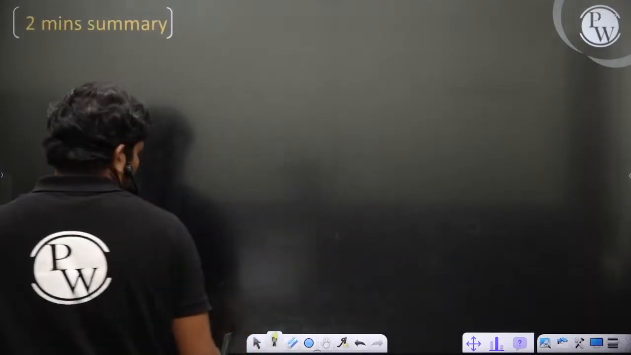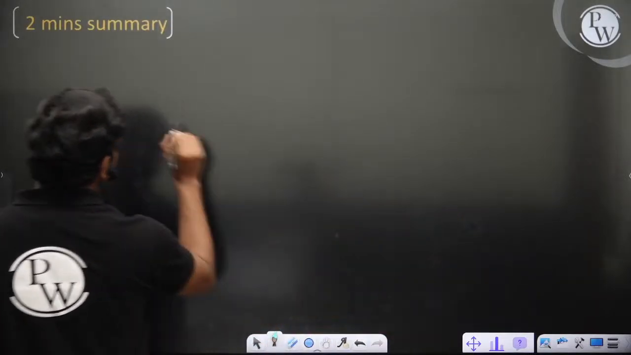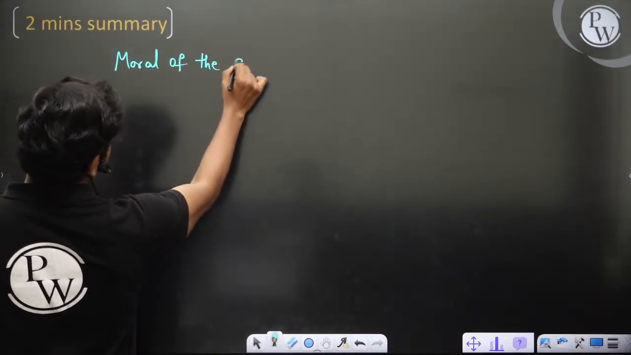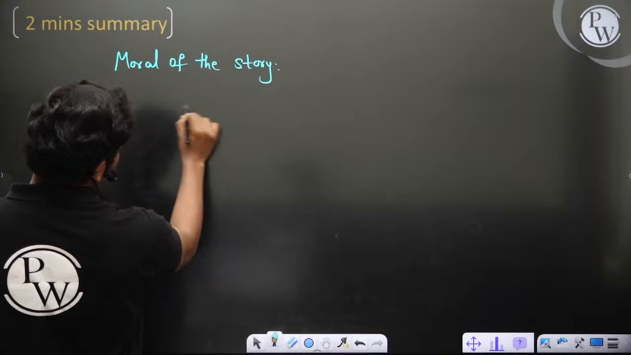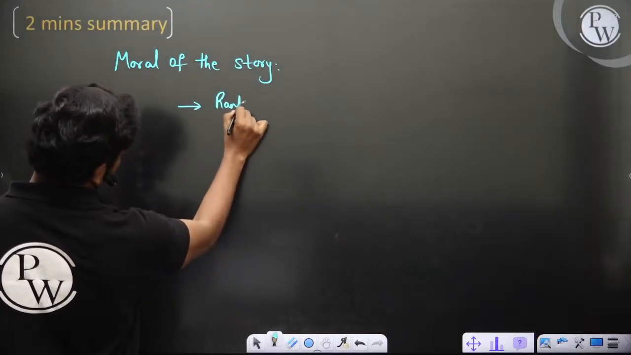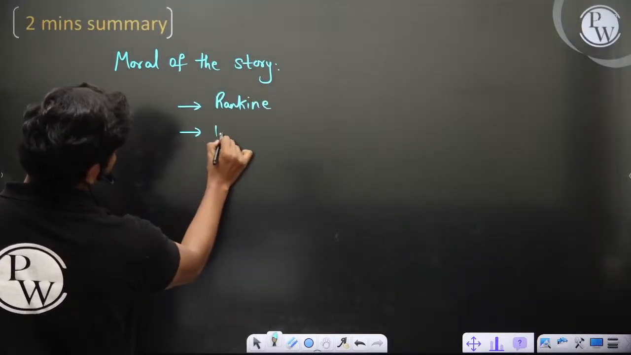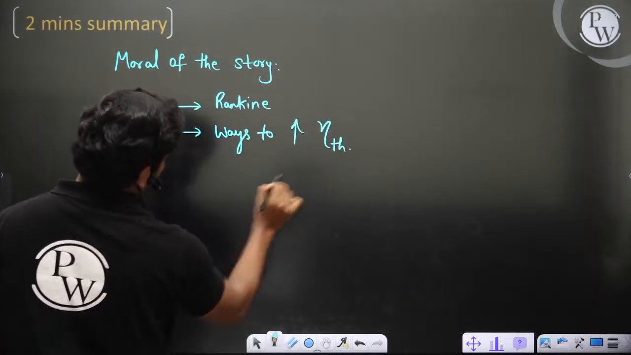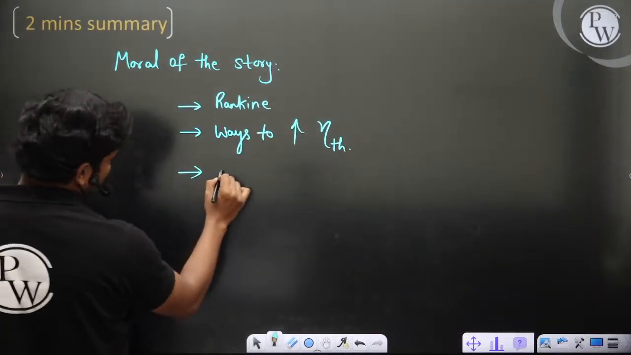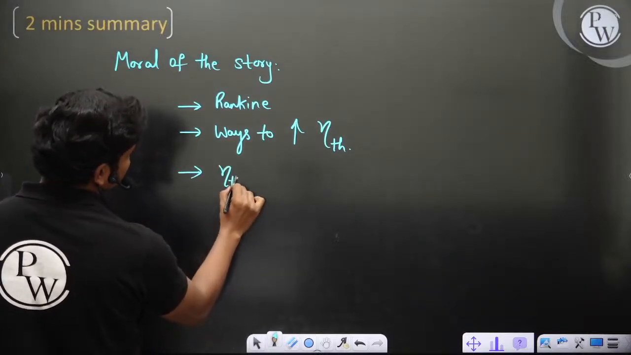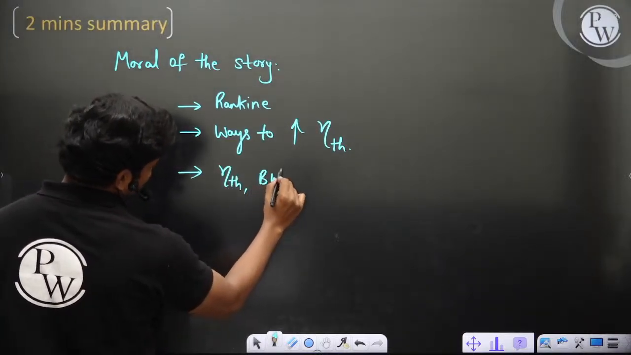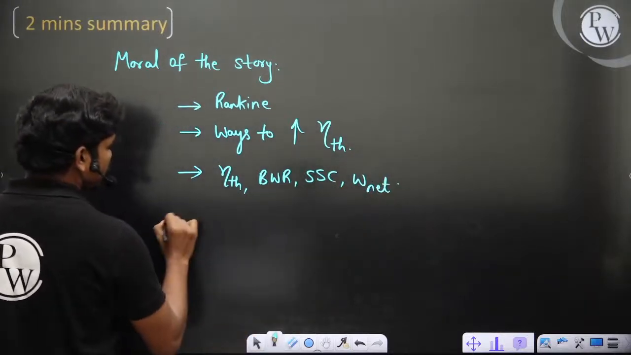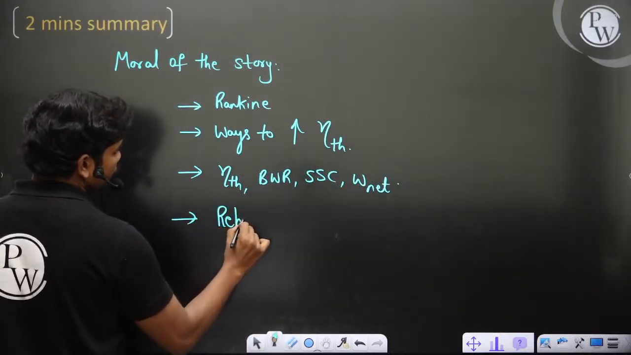So in today's class, the story is that we have seen Rankine cycle constructions. We have seen ways to increase thermal efficiency. Then we have seen certain basic parameters like thermal efficiency, back work ratio, SSC, W net, all these things. Then we have seen the concept of reheating.